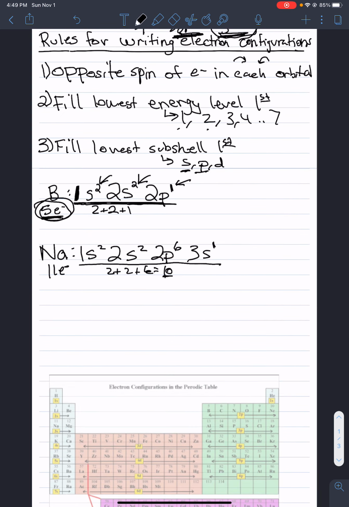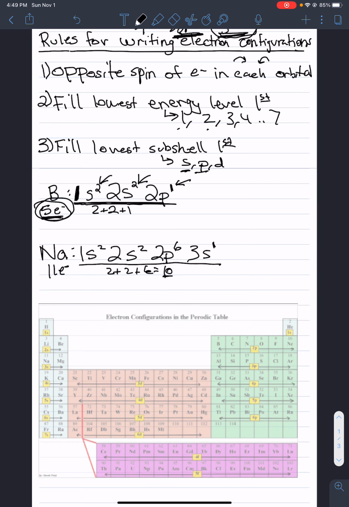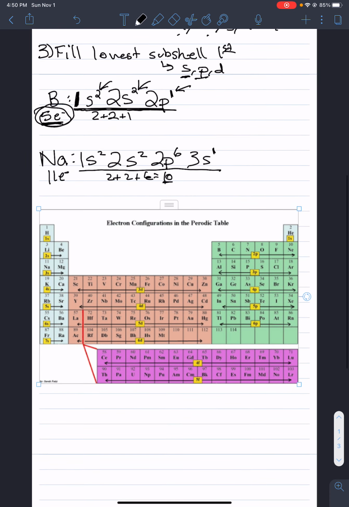Let me bring this picture up here. I'll try to make it a little bit bigger for you. There we go. On our periodic table, there are certain blocks that we can use to tell us the ending electron configuration. It's going to tell us what our very last thing is that we're going to put, so we can know what we're going to work up to.